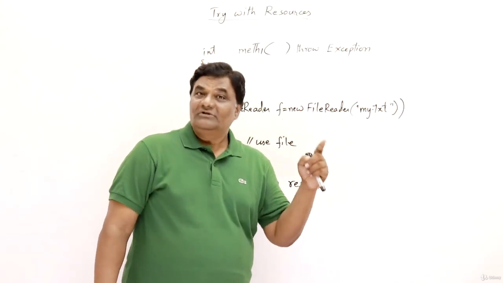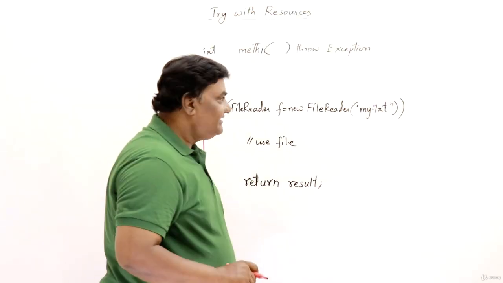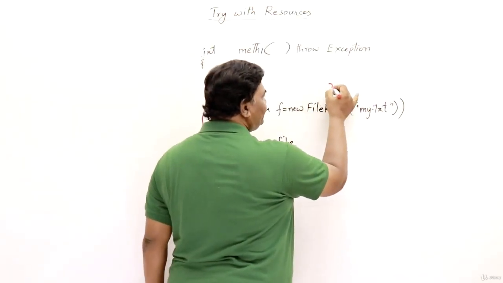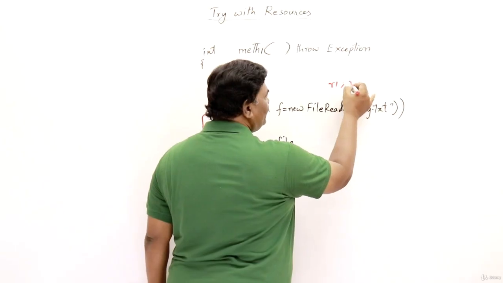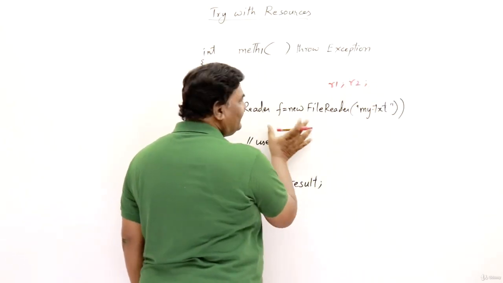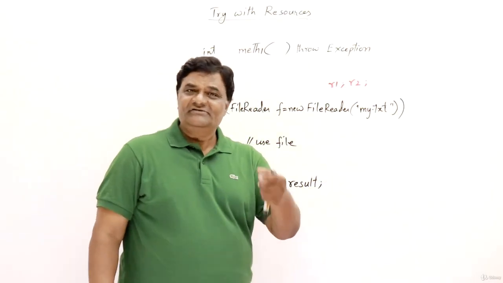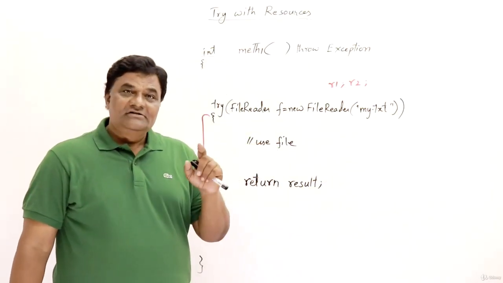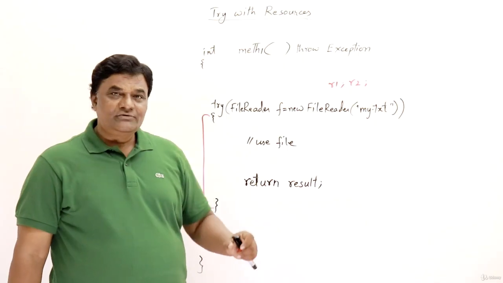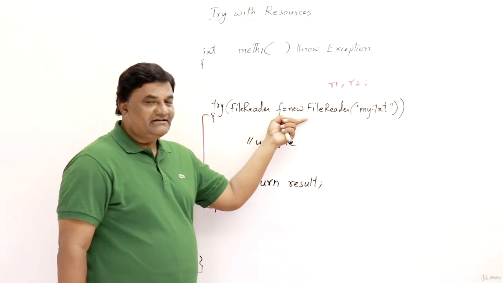If you want to open more than one resource, then you can separate them by semicolon. So just in short, for explanation, I'll write R1 semicolon, R2 semicolon. Like this, you can create more than one resource, and it will be a little lengthy. So whatever it is, you can write. So you can create resources along with the try itself.